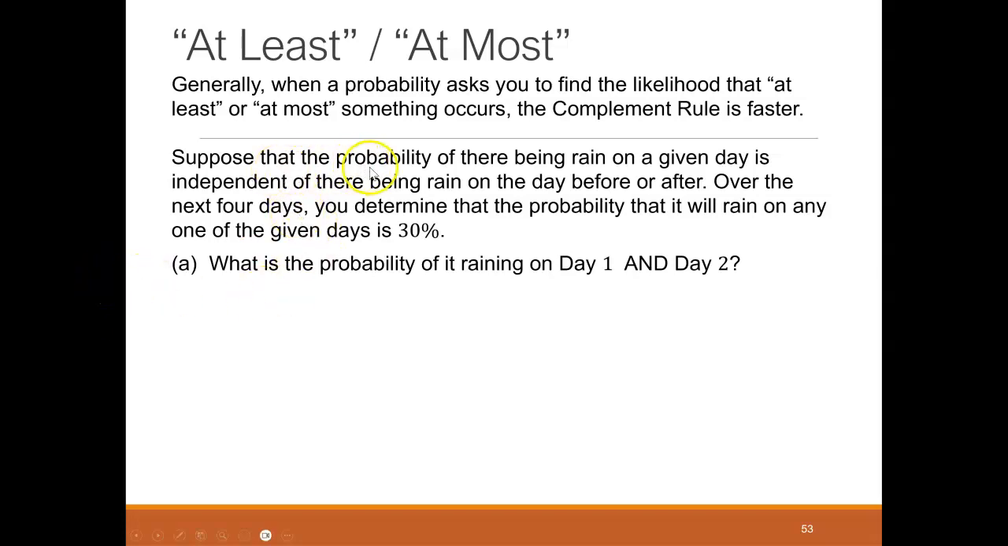All right. Suppose the probability of there being rain on a given day is independent of there being rain on the previous day or the day before or after. Over the next 4 days, you determine the probability that it will rain on any one of the given days is 30%. What's the probability of it raining on day 1 and day 2?